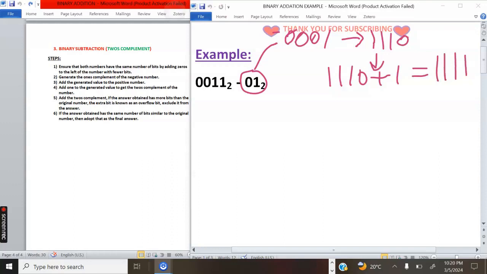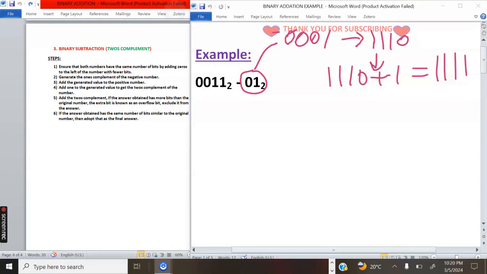Now we are at step number 3. So we have added, sorry for that, we have added 1 to the generated value. Okay, let's move to the next part.